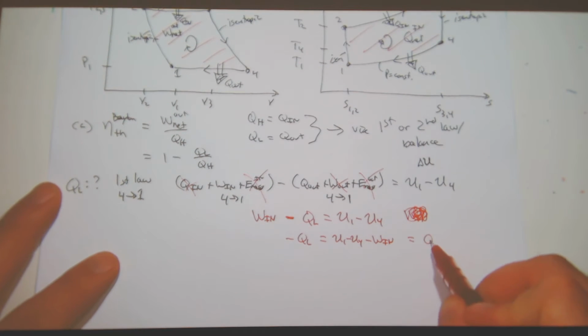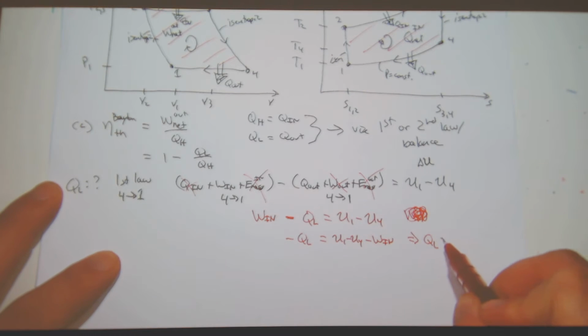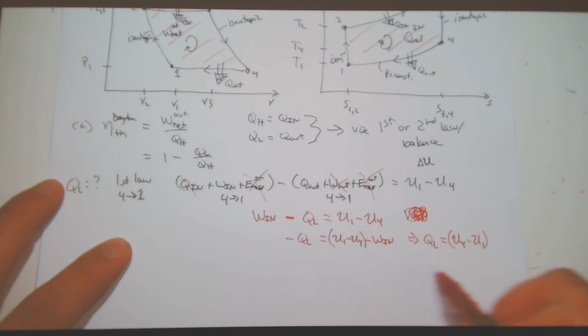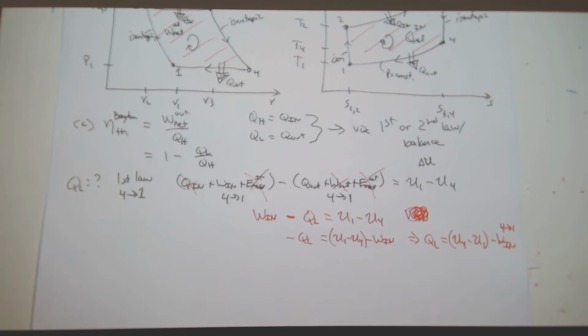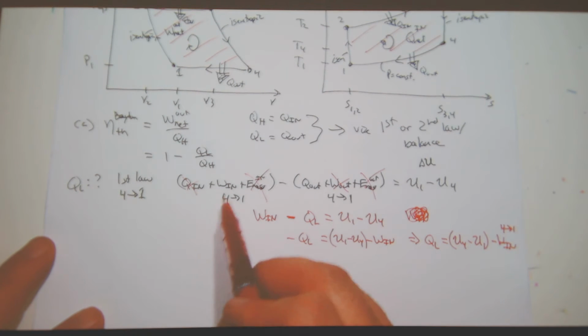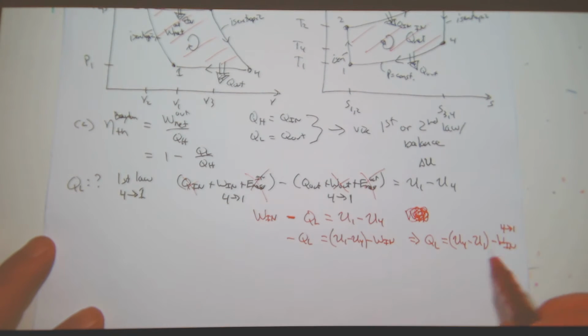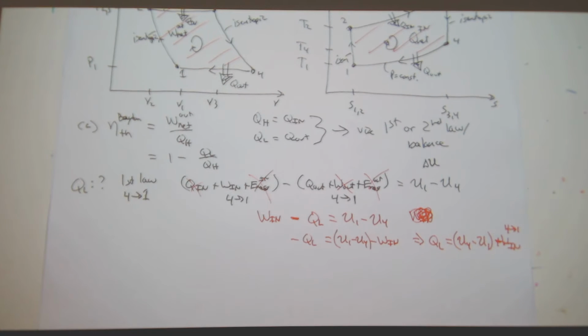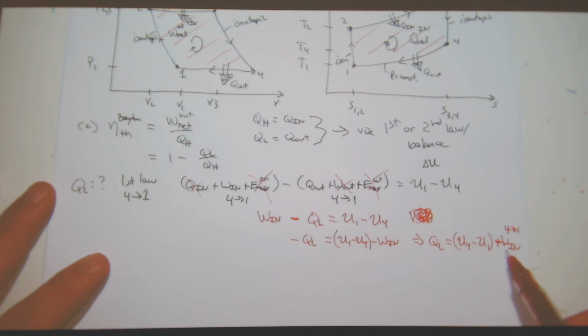Which gives me QL is equal to U4 minus U1 minus work in, 4 to 1. No, this is work in. Work in is over here. Oh, I transfer the negative to plus. Yes, thank you. So U4 minus U1 plus work in. Okay, so I have this expression here.